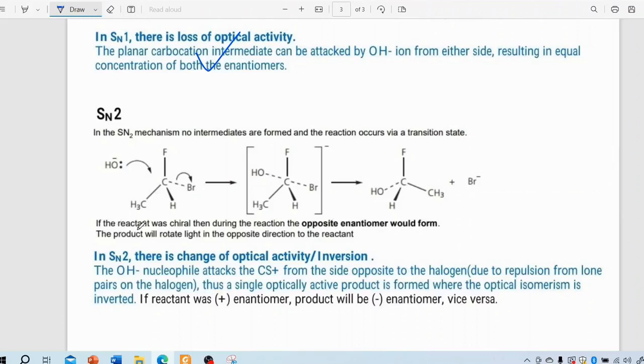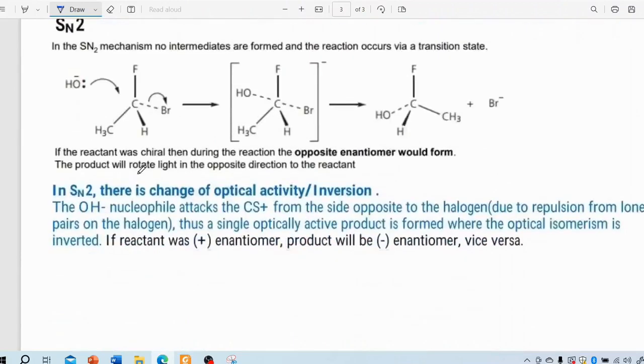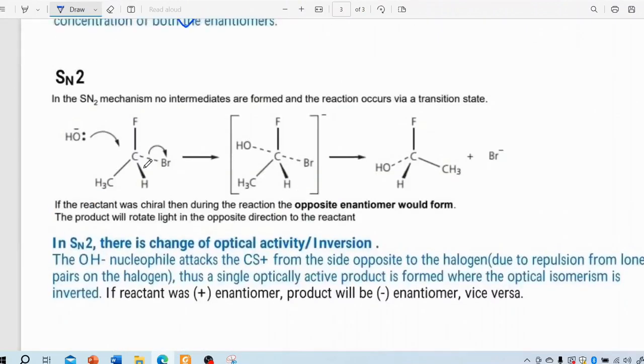So if the reactant was chiral, then during the reaction, the opposite enantiomer would form. How is that so? Analyze this. The carbon-bromine bond breaks heterolytically, and at the same time the OH nucleophile attacks. So the heterolytic bond fission and nucleophilic attack both occur at the same time. That is why we get the transition state complex with the partial bonds. These are not actually true bonds, so partial bonds. This would break away and this would form more strongly.